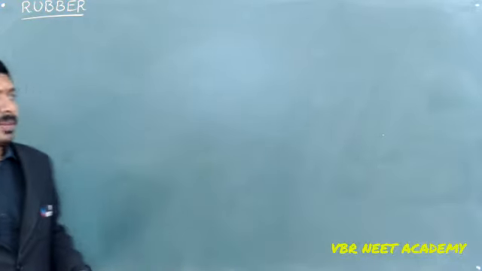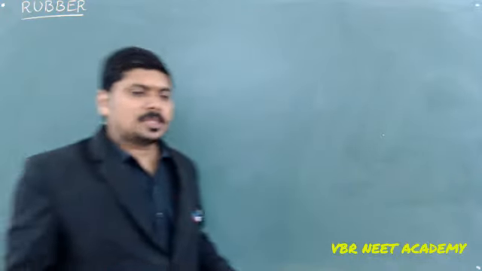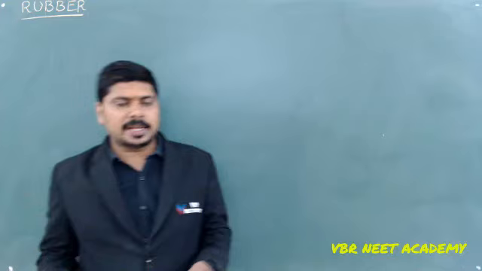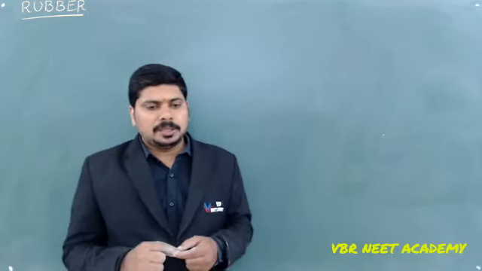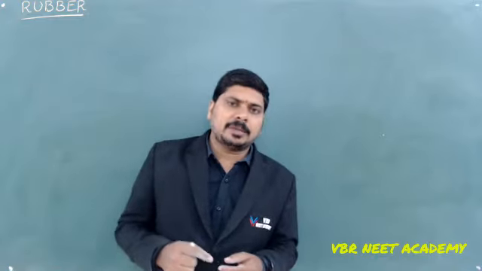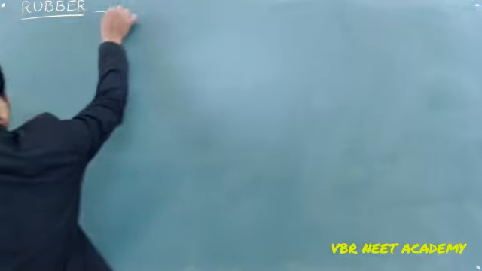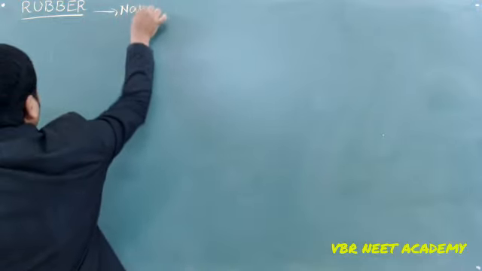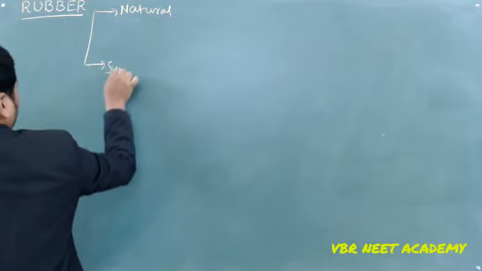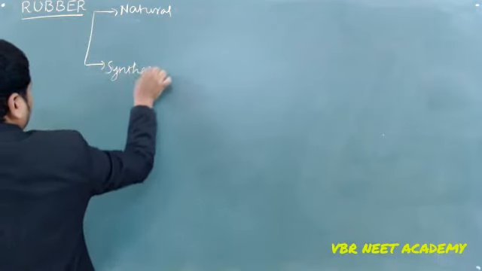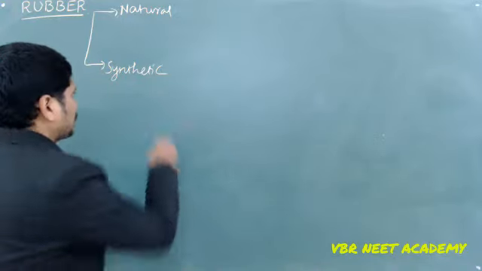Next one we are having is rubber. So the rubber is nothing but elastomers. Already we said they are nothing but elastomers. They are having the elasticity property. That elasticity property containing rubbers we are going to have two: natural rubbers and synthetic rubbers. We are having two types of rubbers, natural and synthetic.